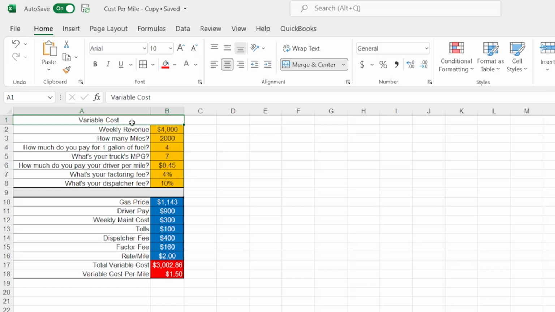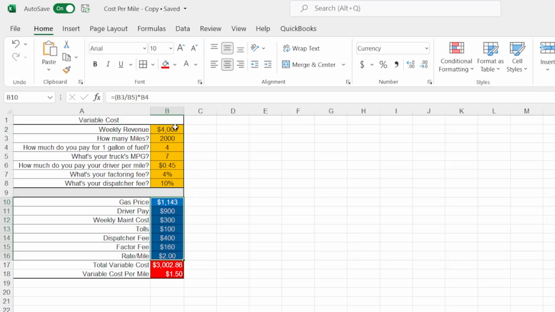So we have a few things here. Let me orient you to what's on the screen. These orange numbers up here are numbers that you will manually enter into this formula. These blue numbers down here, these are all numbers based on these orange numbers up top.